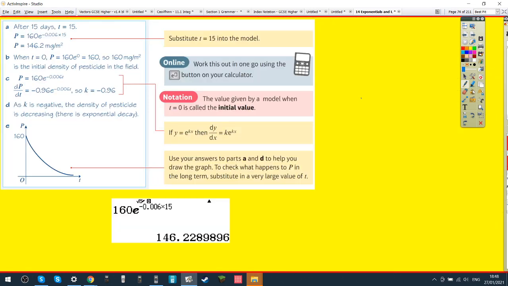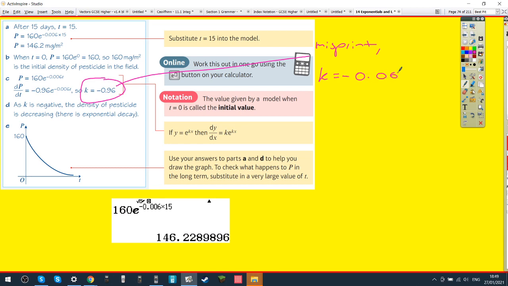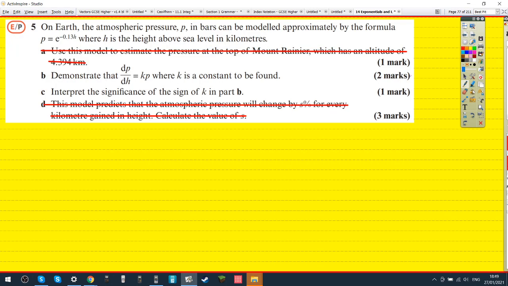So for this previous one, I'll just make a note to myself. That one, it's a misprint. K equals minus 0.006. Oops. 0.06. Yeah. Good. All right, I'll do this one just in case. Minus 0.13P. That's great. And C?